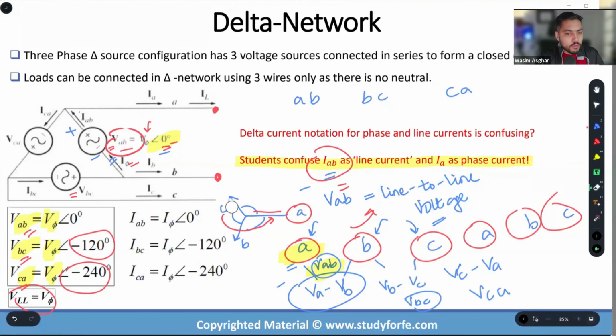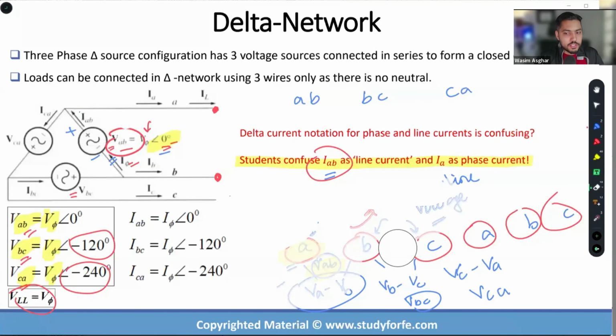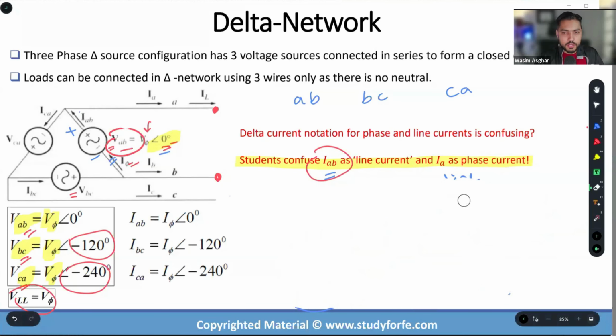I want to focus on the current. That's where the square root 3 and 30 degrees is going to pop up. You don't see any square root 3 and 30 degrees jumping out of the voltages. Life is fairly good, right? When it comes to voltages, they are just simple 120-degree phase shifts and equal magnitudes. But that is not the case with the current.